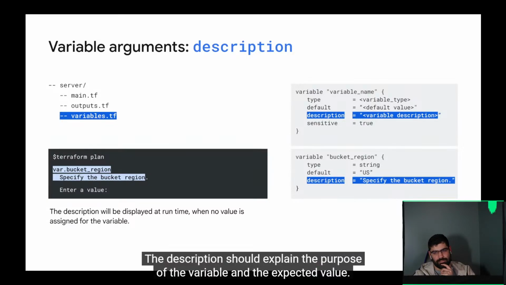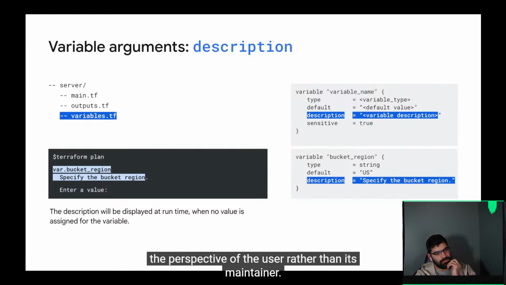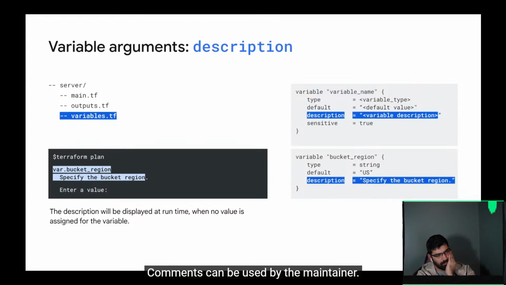The description should explain the purpose of the variable and the expected value. The description string is often included in documentation, so it should be written from the perspective of the user rather than its maintainer. Comments can be used by the maintainer.